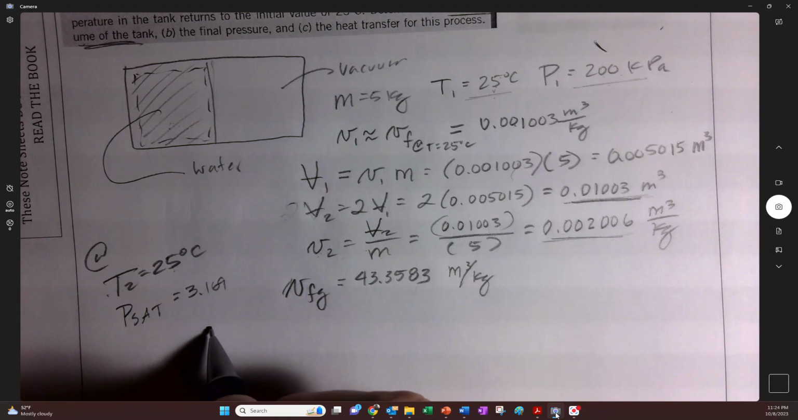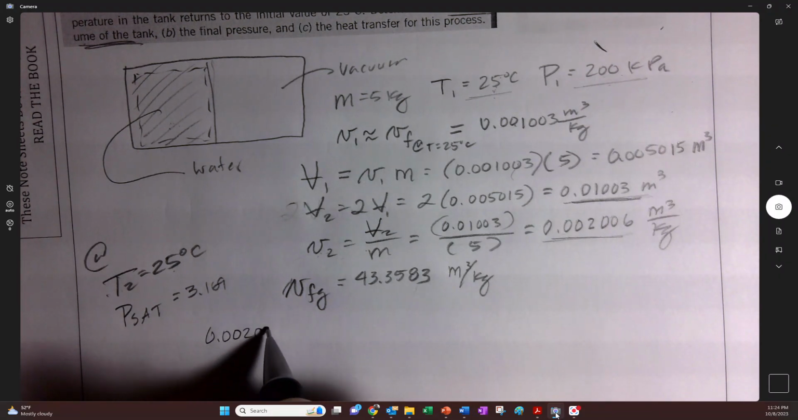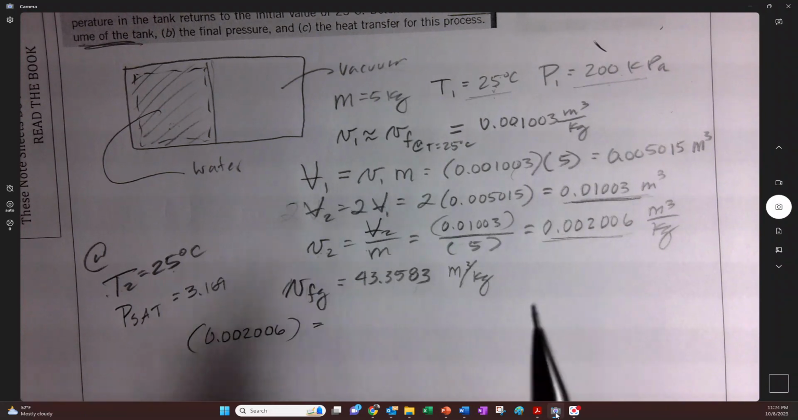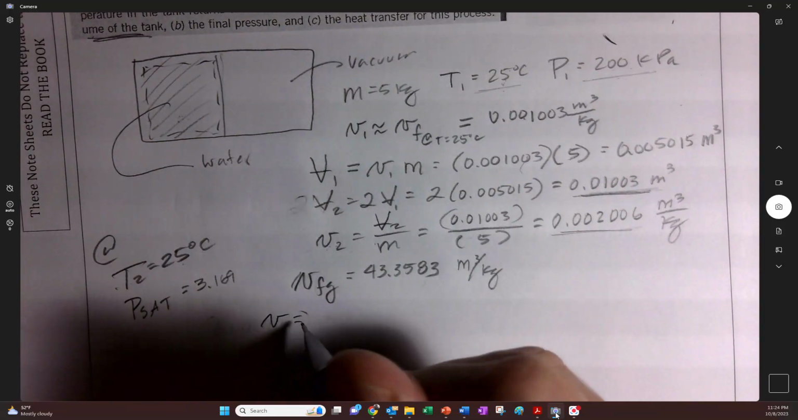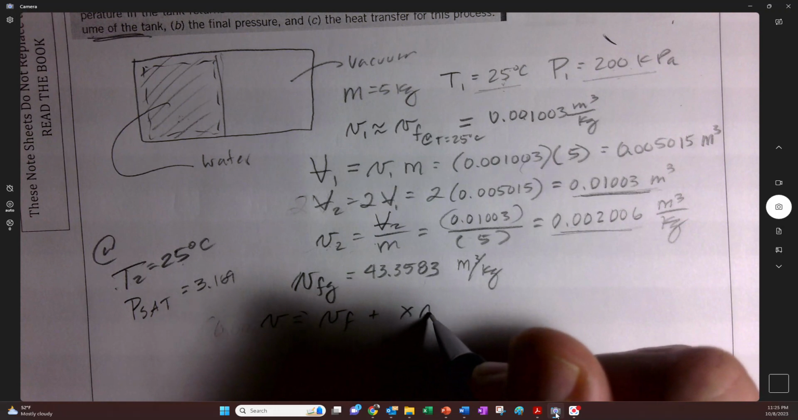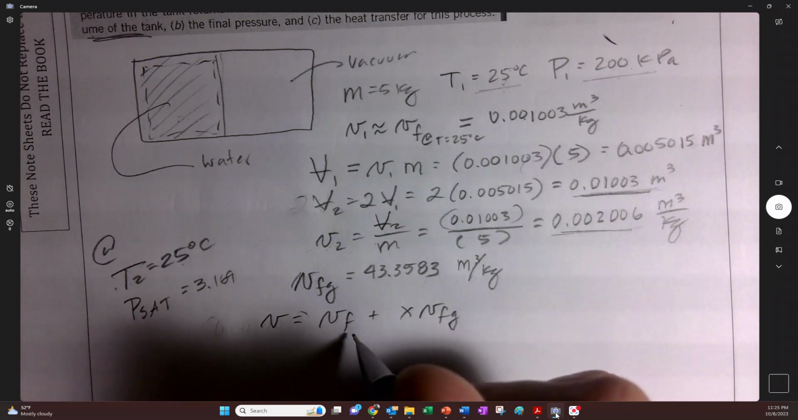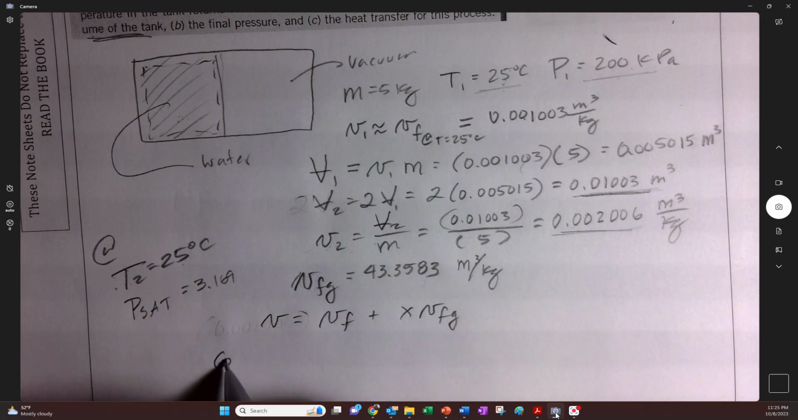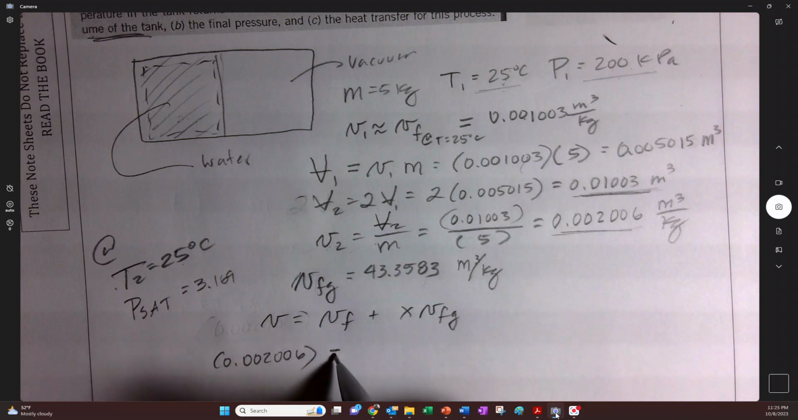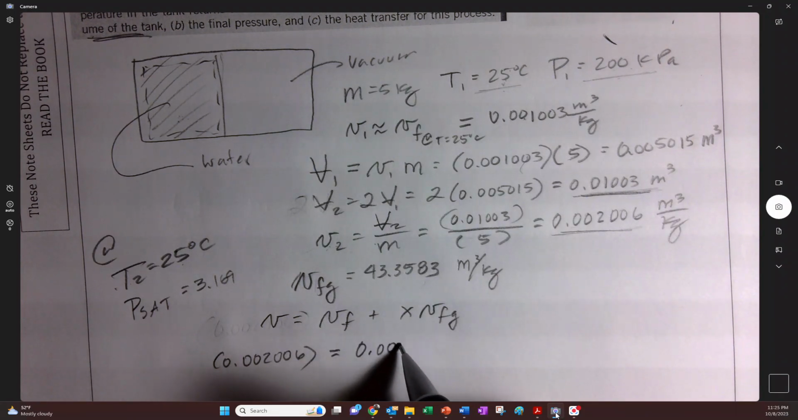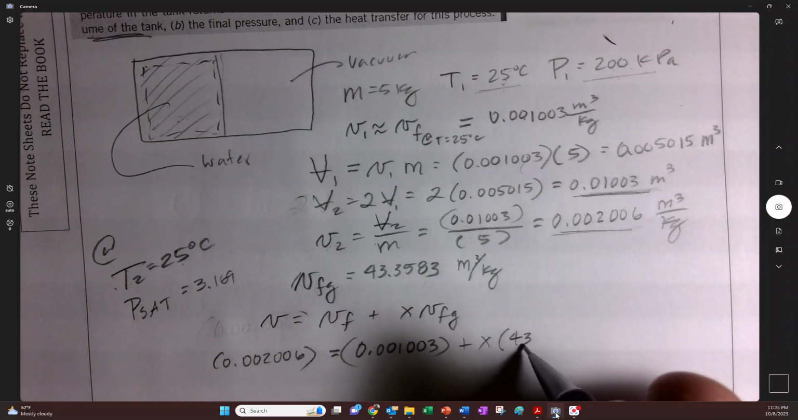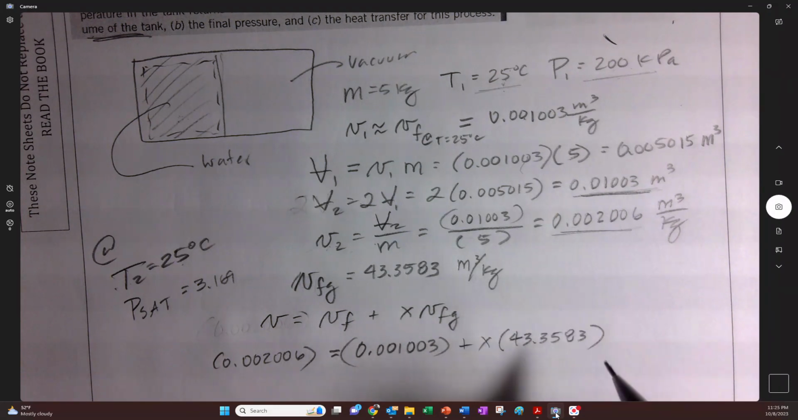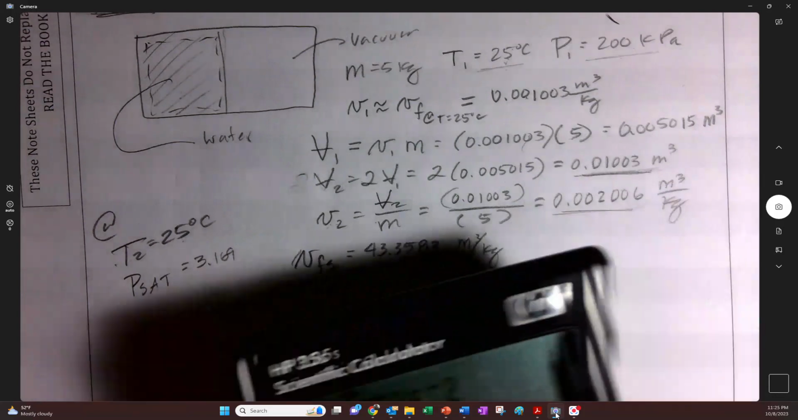So we have 0.002006. And I should write down the equation I'm using. You should be used to it by now, but I think it would be better. V is equal to VF plus X times VFG. Right? You're used to that by now? Hopefully. 0.002006 is going to be equal to 0.001003 plus X times 43.3583.